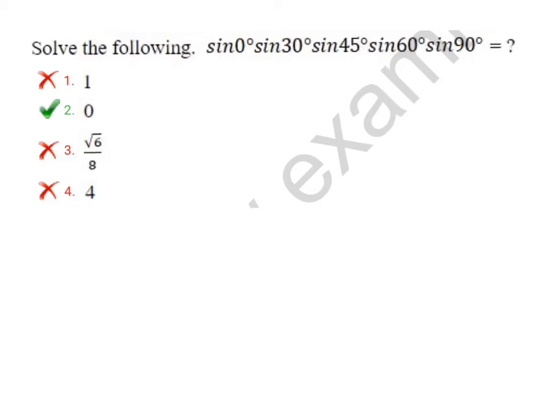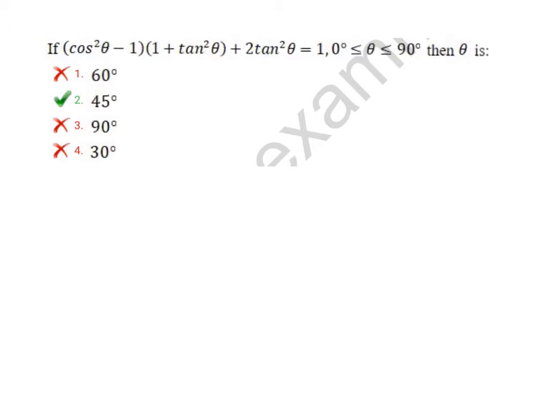Solve the following. Now see here: sin 0, sin 30, 45, 60, 90. Sin 0 we know is 0, so 0 into everything becomes 0. Next, cos square theta minus 1, I can write it as minus sin square theta.